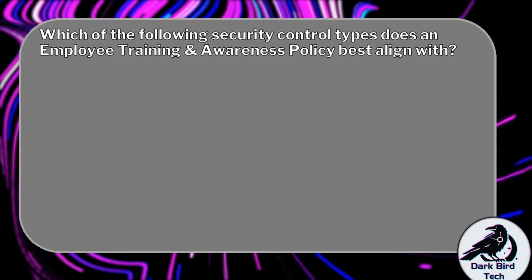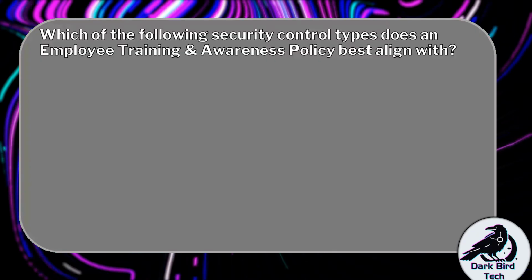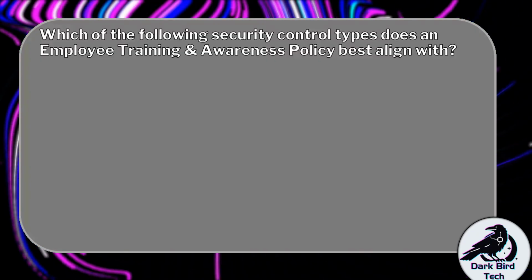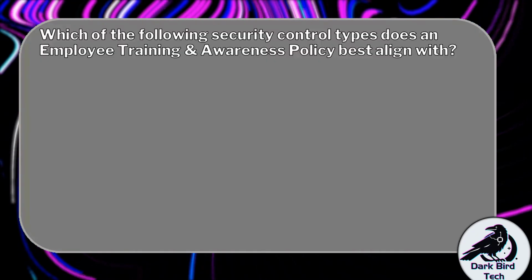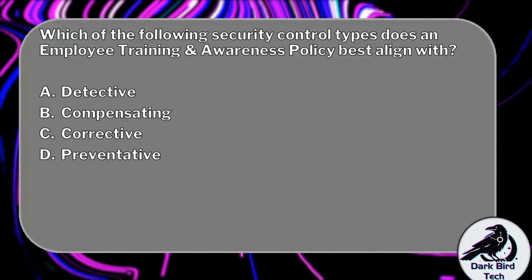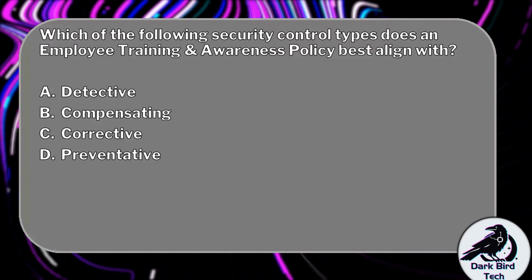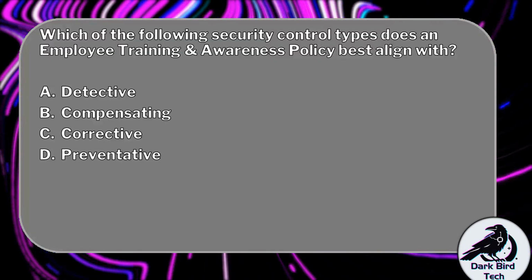Next up, which of the following security control types does an employee training awareness program best align with? I'll give you a chance to think about what you'd like to see. And here are the options. A, detective, B, compensating, C, corrective, and D, preventative.